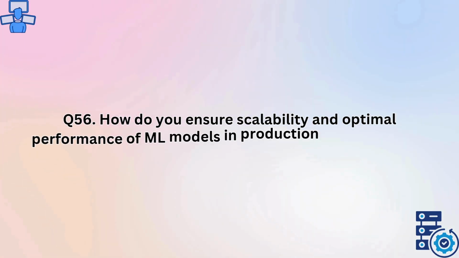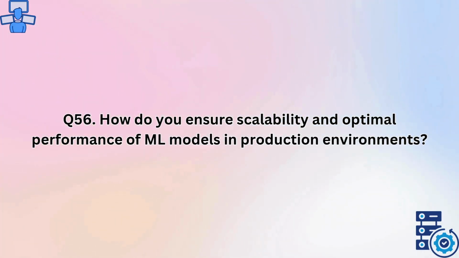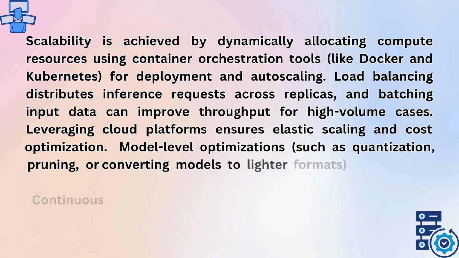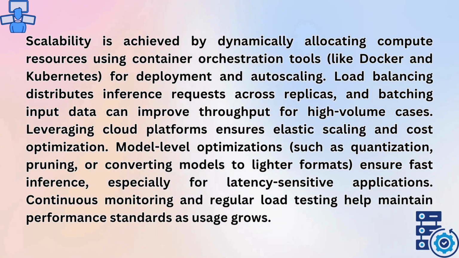How do you ensure scalability and optimal performance of ML models in production environments? Scalability is achieved by dynamically allocating compute resources using container orchestration tools like Docker and Kubernetes for deployment and autoscaling.